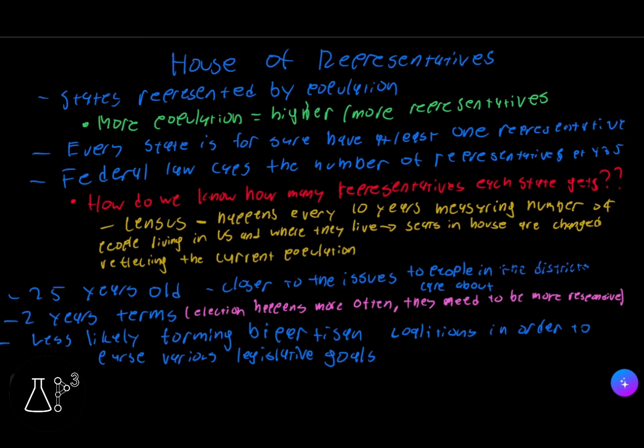And because elections happen more often, they're going to be more responsive to the people. And because of that, they'll be closer to the issues that the people in their districts care about. And it'll be less likely for them to form per-state coalitions in order to pursue various legislative goals.